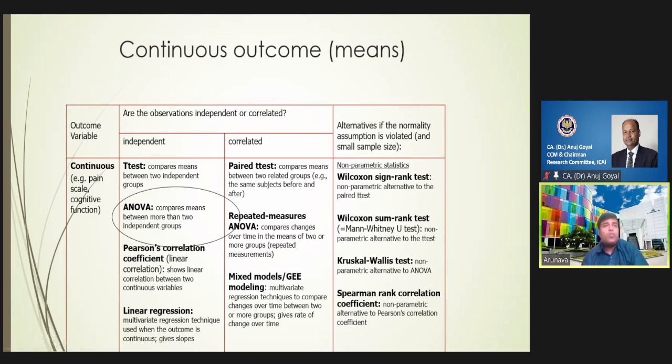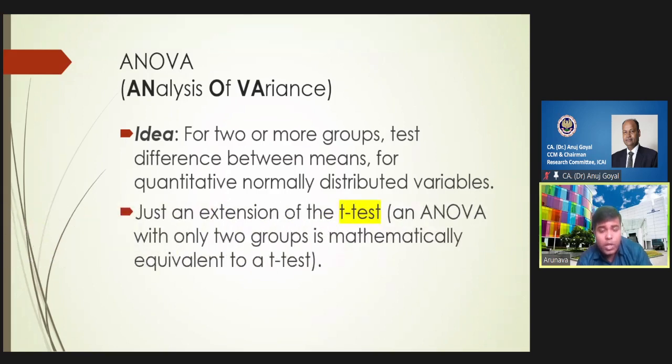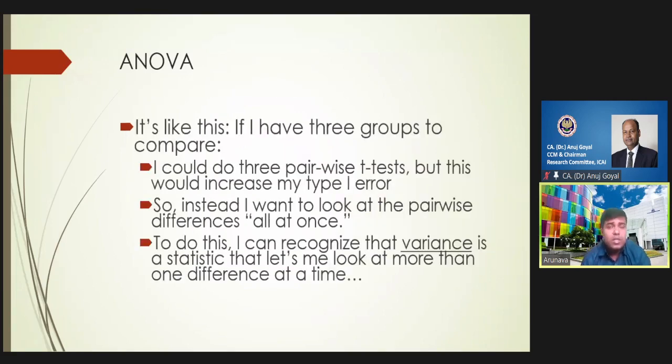Now, why is ANOVA very important? Because ANOVA is ultimately used in regression too, right? When we are calculating whether the regression model as a whole is significant or not, we do an F test. There also ANOVA is involved. ANOVA is essentially the F test. So what is ANOVA? For 2 or more groups, it tests the difference between means for quantitative, normally distributed variables. If they are not normally distributed, we have to go for a non-parametric test. And this is just an extension of the t-test. Why? Because when there are 2 groups, if we do ANOVA, it will give the same or an equivalent result as a t-test.